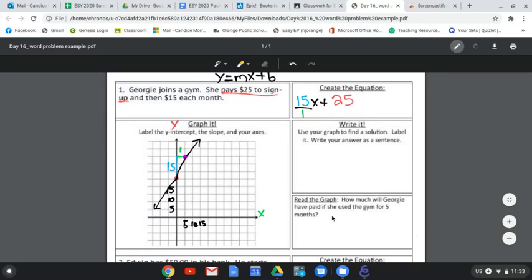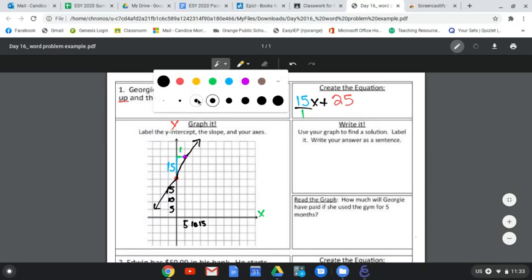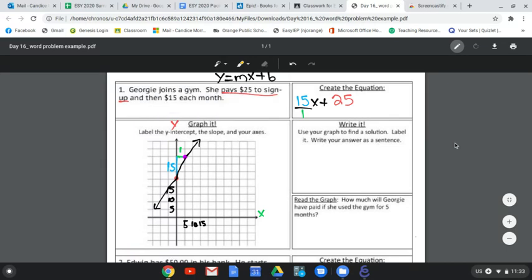So now we're going to just read the graph, and it says, how much will Georgie pay if she used the gym for 5 months? All right, so this is where it gets a little tricky. So we said that X was the unknown, right? So X, we don't know how many, that's going to be our months. So if we have our 15, right? And we know that we have X, right? 15X. We are going to substitute X for, they told us, 5 months. So we're going to multiply it by 5.